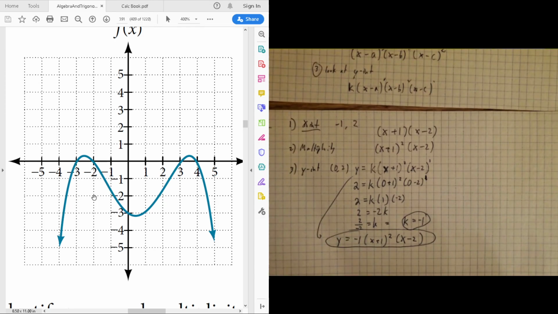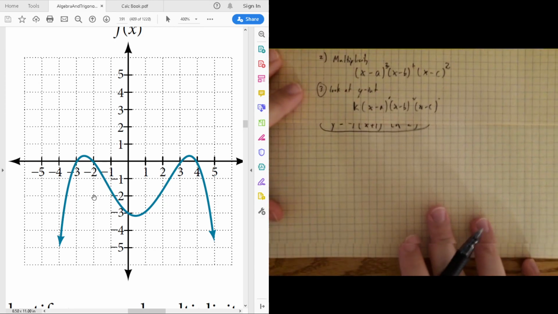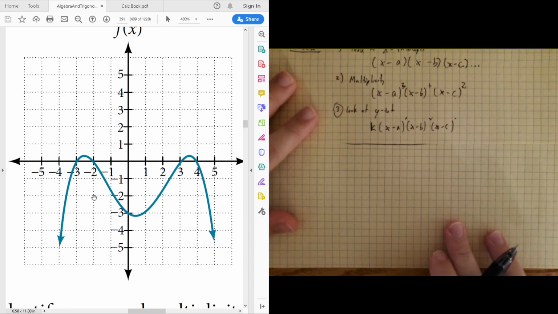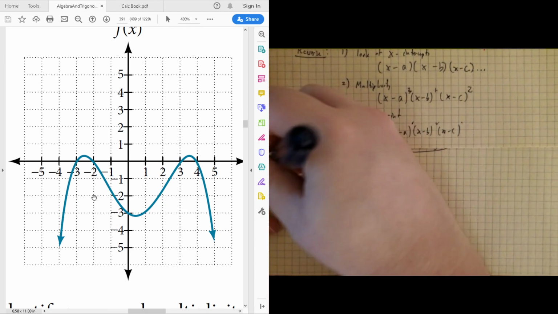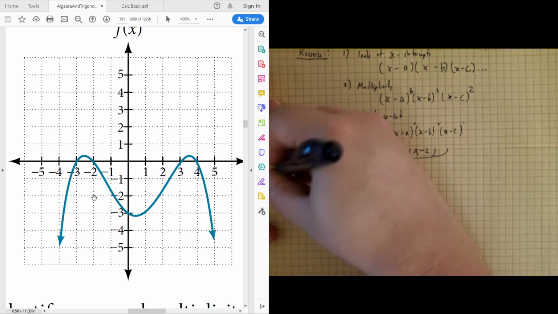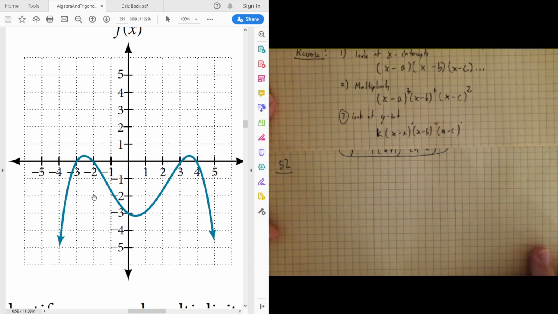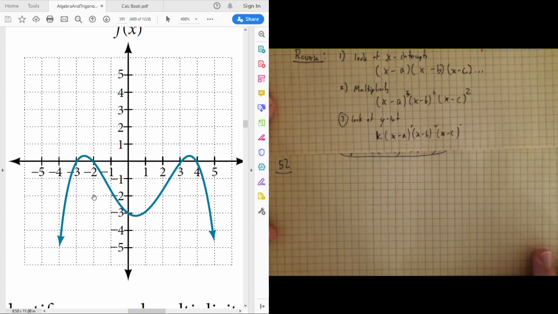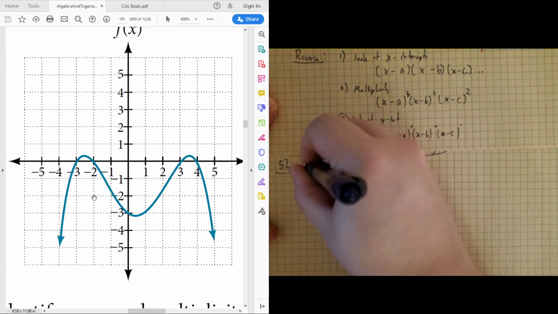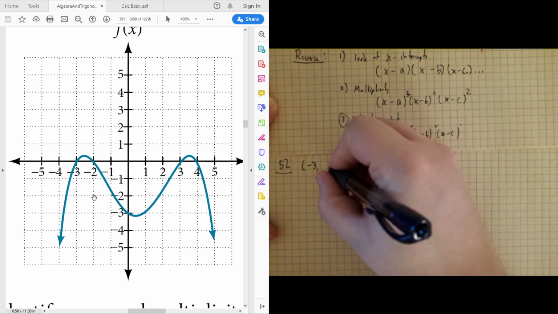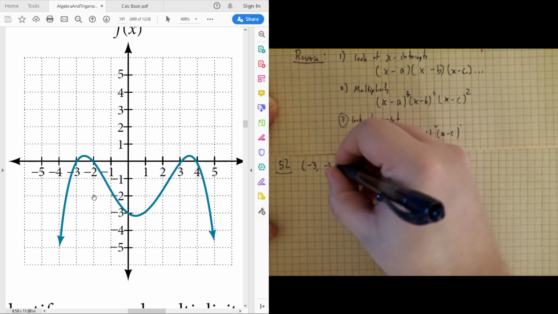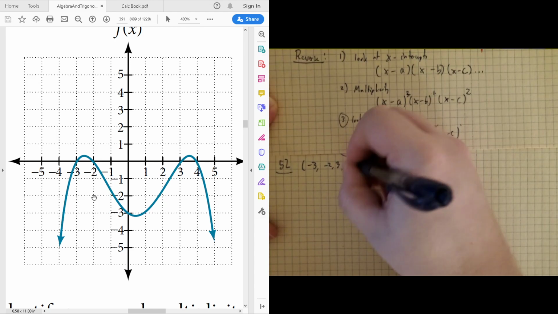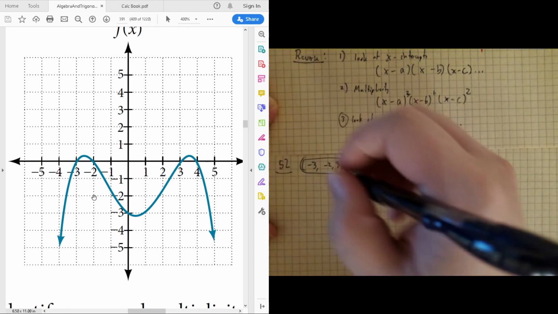Okay. This one, I'm going to go a little faster. All right, I'm going to use all the same information I had before, but now I'm going to showcase kind of what this looks like when it's unleashed. You ready? All right, step 1, intercepts. I have intercepts of negative 3, negative 2, 3, and 4. That's my full list. So what's that mean?